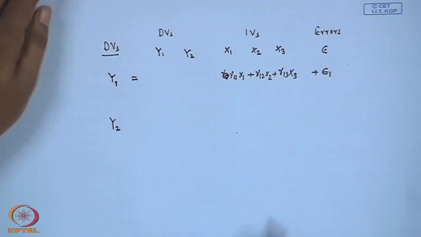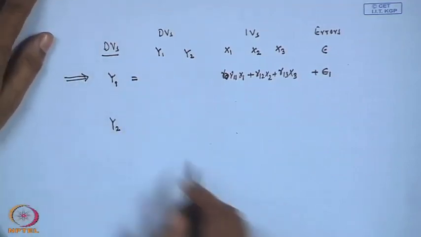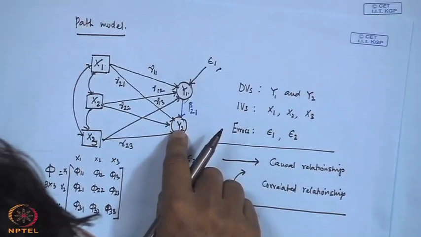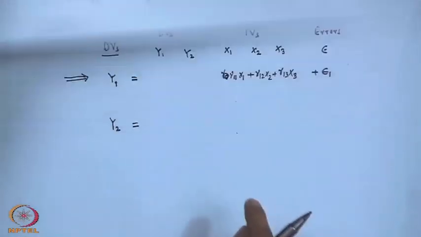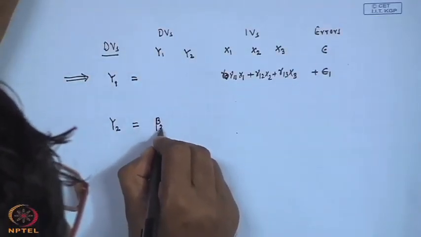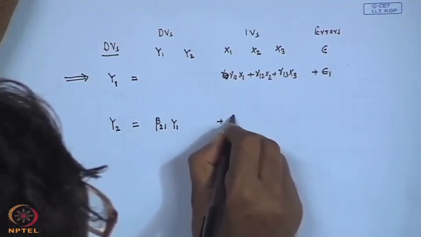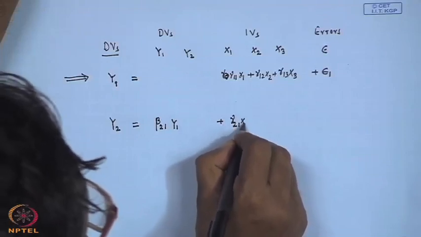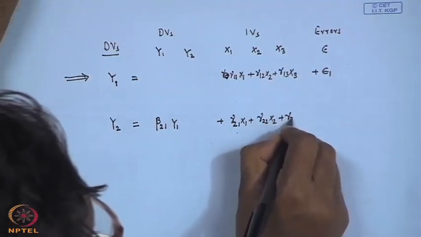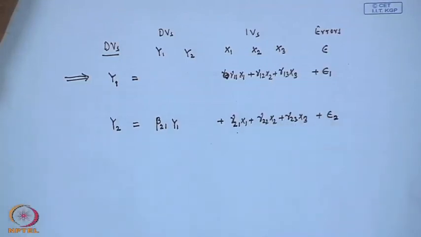This is the regression equation for y1. Similarly, for y2, if we see that y2 is also affected by y1, so we can write here beta 2 1 y1 plus gamma 2 1 x1, gamma 2 2 x2, gamma 2 3 x3 plus epsilon 2.